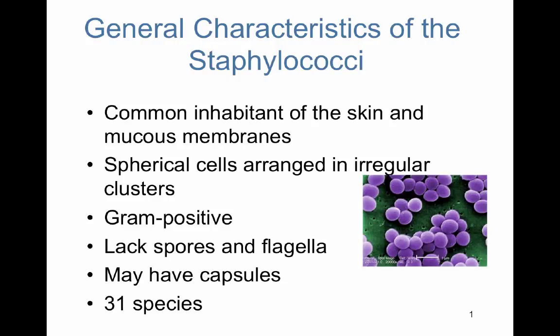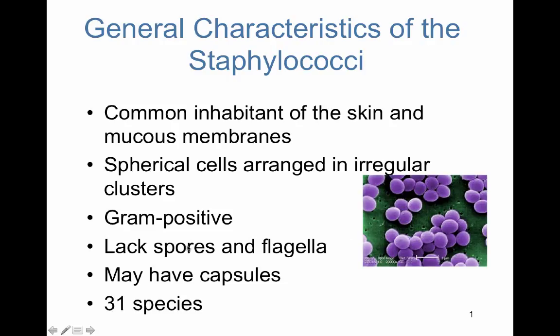So we are continuing on here with chapter 18, which covers all of the gram-positive cocci. So I'm going to start off with the staph genus. So staphylococci mostly are common inhabitants of the skin and mucous membranes. They are arranged in a staph multicellular arrangement, so this is grape-like clusters.